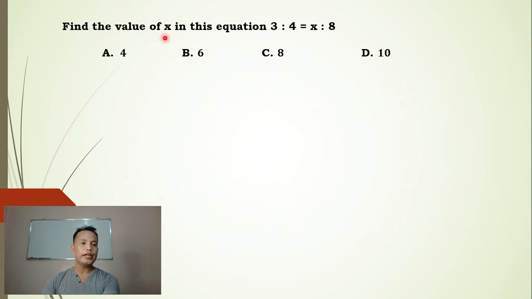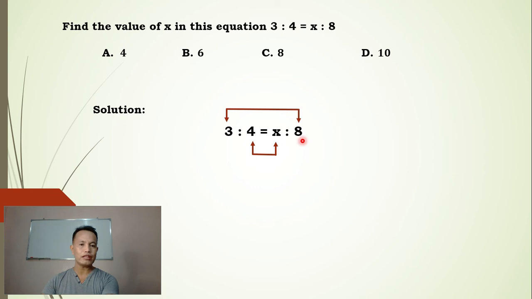We are told to find the value of x in this equation. 3 is to 4 equals x is to 8. A 4, B 6, C 8, D 10. Since this is a ratio and proportion, we have 3 is to 4 equals x is to 8, so we have the extremes and the means. To find the value of x, we simply multiply the extremes and multiply the means. So we have 4 times x, and the other one is 3 times 8.